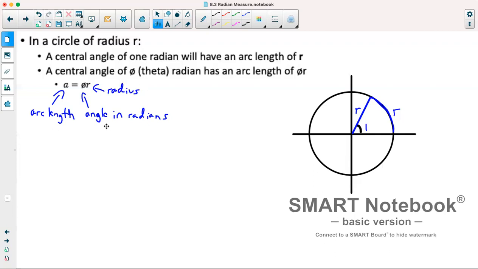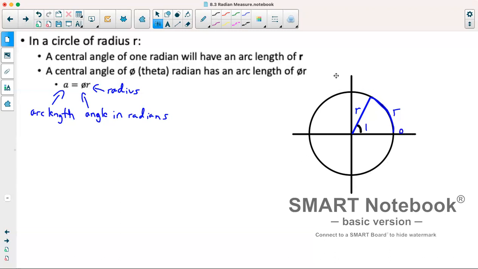Now, one key thing is our angle, if it's in radians, doesn't have a symbol with it. So if you see a symbol with an angle, it's going to be in degrees. If there's no symbol with it, it's going to be your angle in radians. Now, we can utilize this formula to figure out where we have different radians on the circle. So just like with degrees, we start out at 0 here.